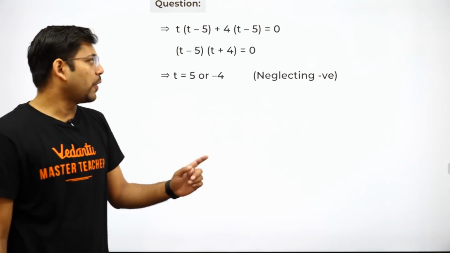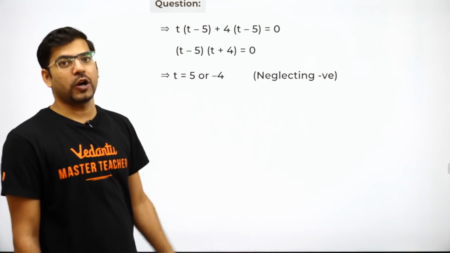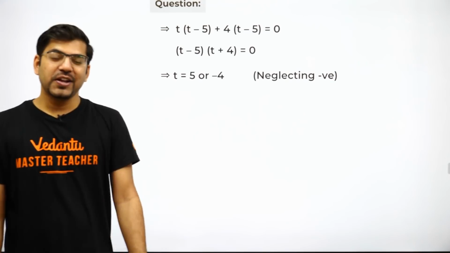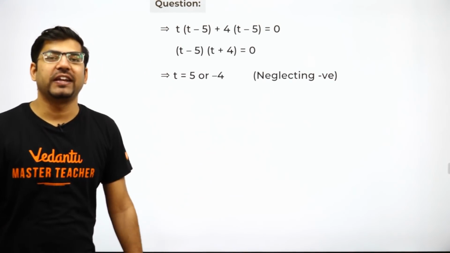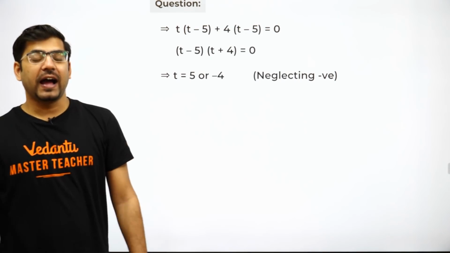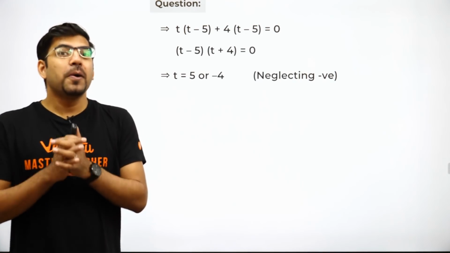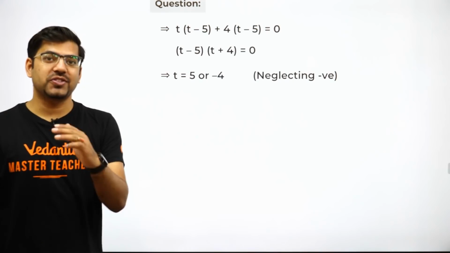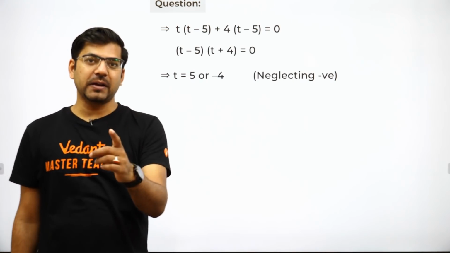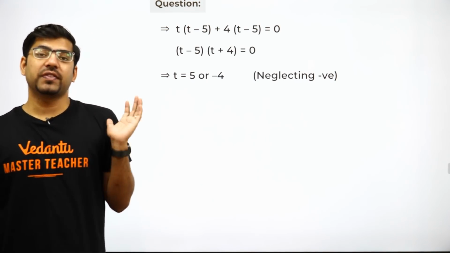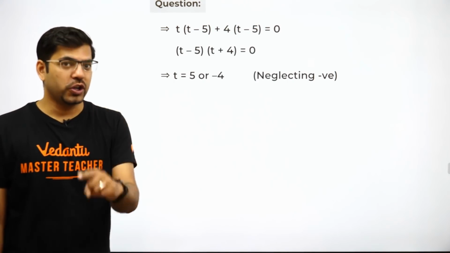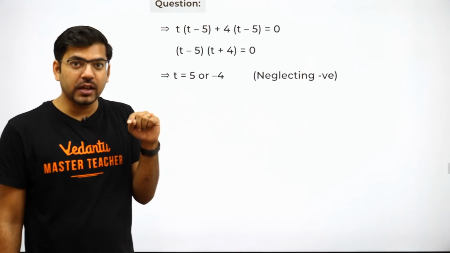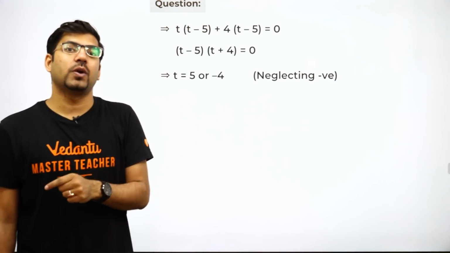Therefore I will get the value of t as t equals 5 or minus 4. Now it is very natural that time cannot be negative, so I will neglect the negative part, and I will get the value of t as 5 minutes. In these 5 minutes, the police would be able to catch the thief. So the time taken by the police is 5 minutes. If the question had asked for how much time the thief ran, your answer should have been 5 plus 1, that is equal to 6.